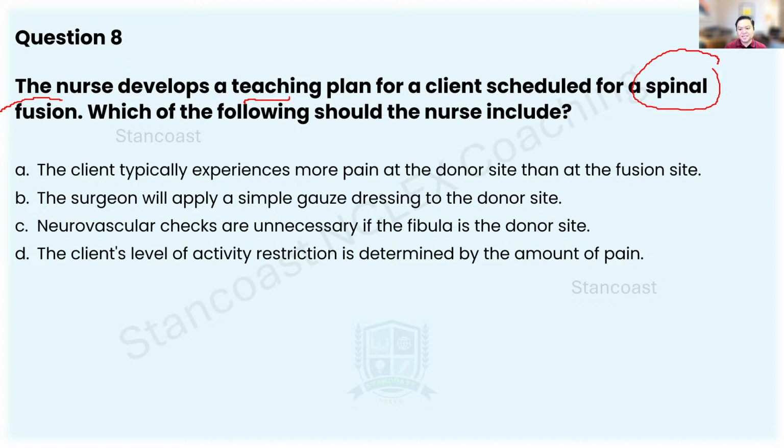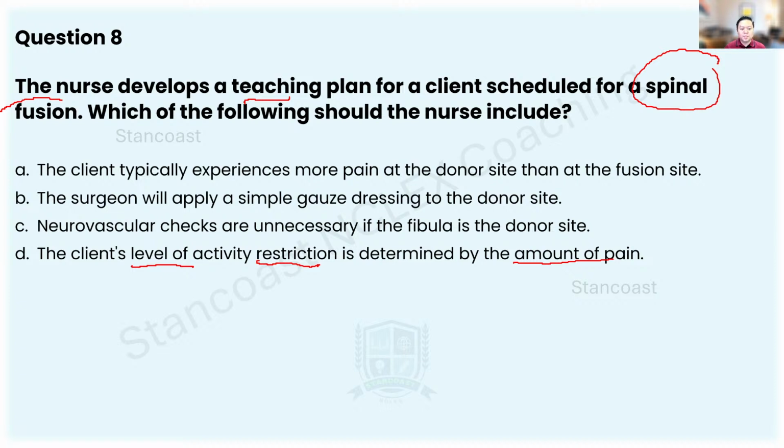Let's have letter D this time. The client's level of activity restriction is determined by the amount of pain. Take note of the statement here. Level of activity restriction is determined by the amount of pain. So basically you're saying that if the pain is severe, then you are going to restrict the activity. Or let's say if the pain is mild, then the activity is less restricted. Is that how we are going to do the education? I guess not, right? It is not going to be determined by the amount of pain that they are encountering.